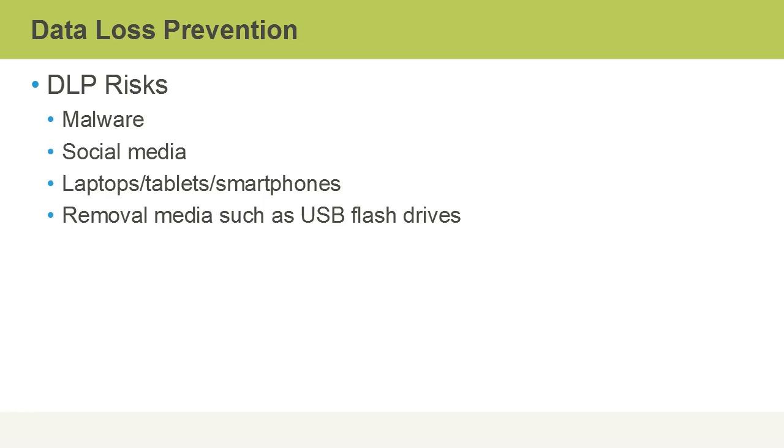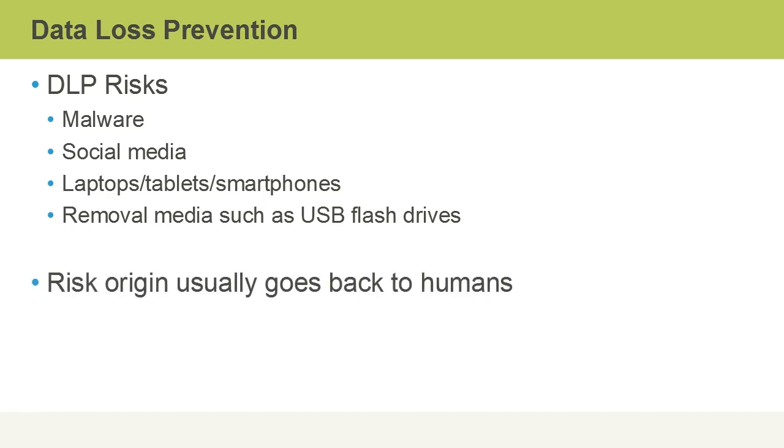Other DLP risks include removable media, such as USB flash drives. So, for instance, we might have a user that copies sensitive data to a USB thumb drive and then takes that thumb drive elsewhere. And this has been known to happen in many different cases, even with sensitive military information. Risk origin usually ends up going back to humans. It's usually us that cause these security breaches and it results in data loss.